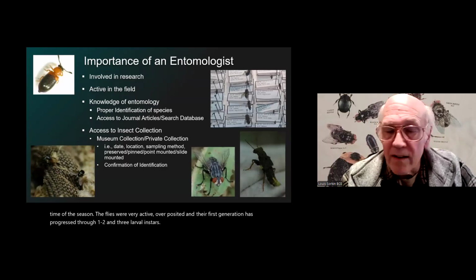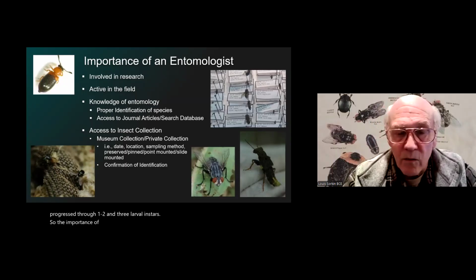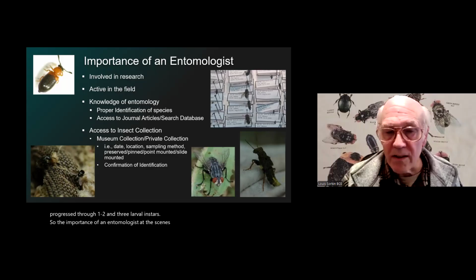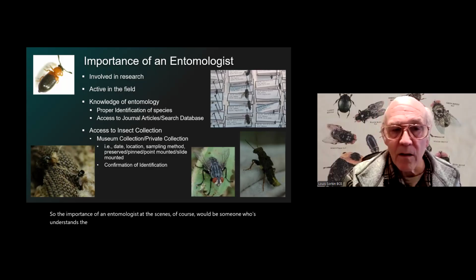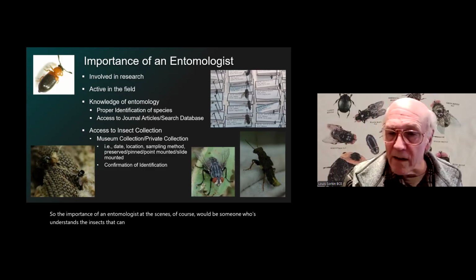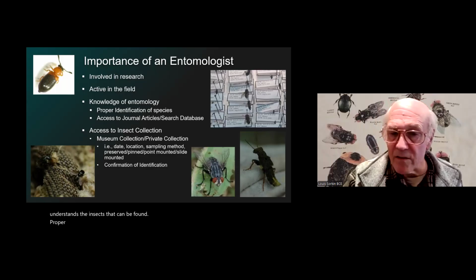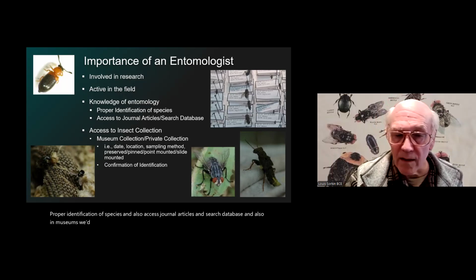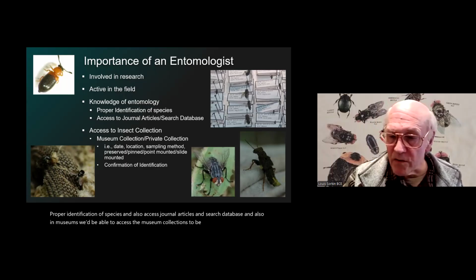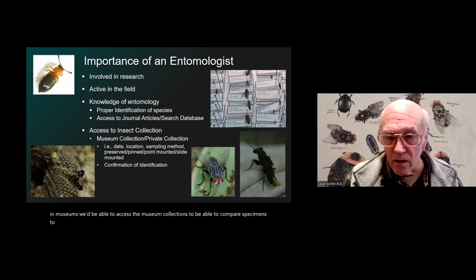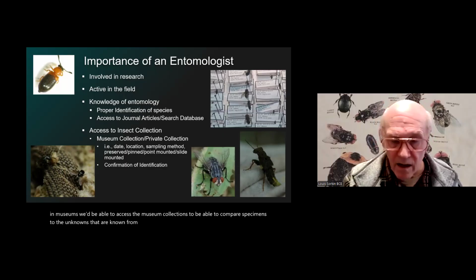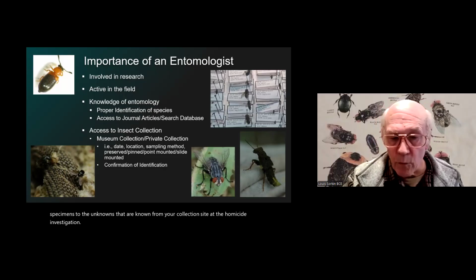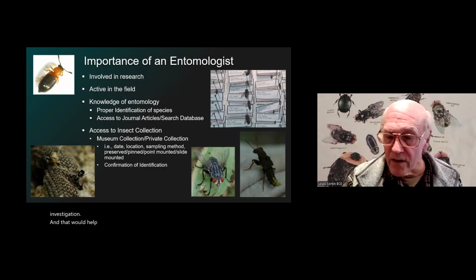So the importance of an entomologist at these scenes, of course, would be someone who understands the insects that can be found, proper identification of species, and also access to journal articles and a search database. And also in museums, we'd be able to access the museum collections to be able to compare specimens to the unknowns from your collection site at the homicide investigation. And that would help also in confirmation of identifications you've made.